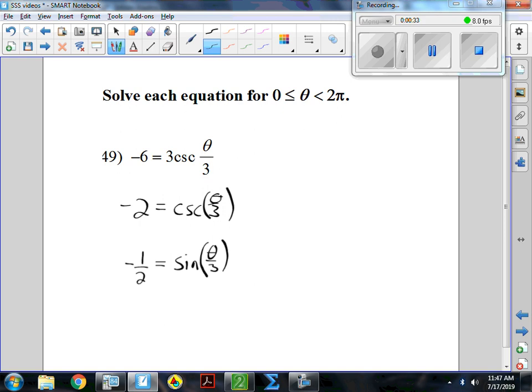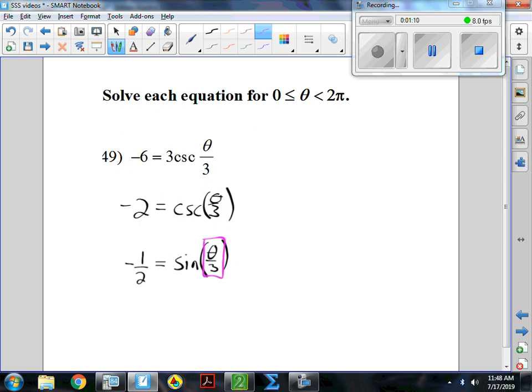Now, the question is from 0 to 2 pi. When I have theta divided by 3, that is a horizontal stretch of the graph. That means that instead of doing one complete cycle from 0 to 2 pi, it's doing a third of a complete cycle from 0 to 2 pi. Okay, 1/3 theta. So it's only going to do 1/3 of the entire graph from 0 to 2 pi. You guys are used to that when you're graphing.